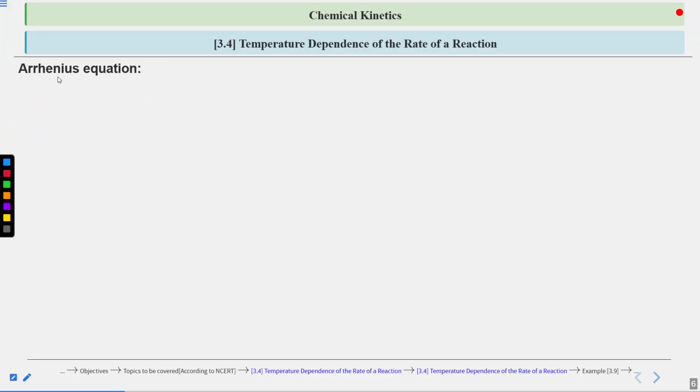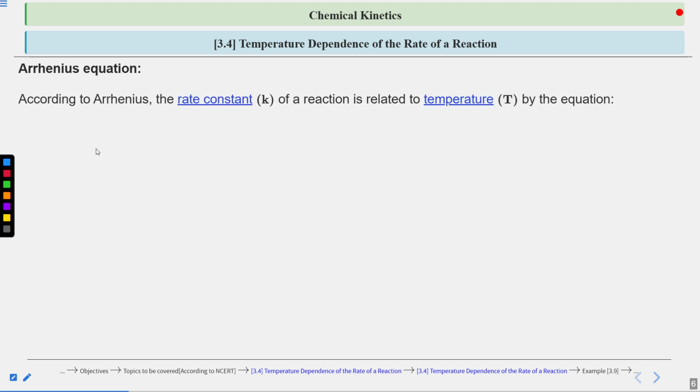Now let's cover our next topic, that is the Arrhenius equation. According to Arrhenius, the rate constant represented by K for a reaction is related to the temperature represented by T by the equation K equals A times e to the power minus Ea by RT. This is called the Arrhenius equation and is marked as NCERT equation 3.18.